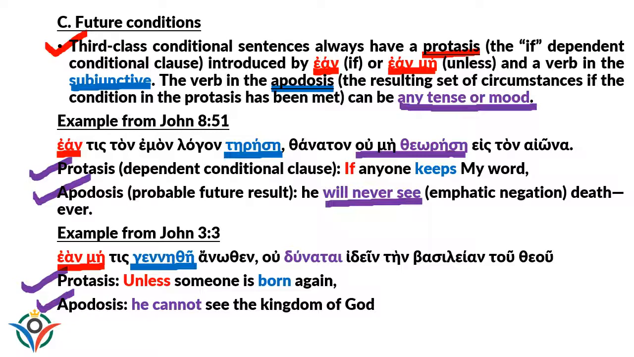So the main thing that I want you to know is that third-class conditional clauses have a protasis that is introduced by ean or ean mē with a verb in the subjunctive mood, and then the apodosis can be any tense or mood.